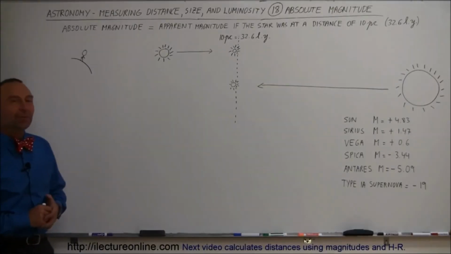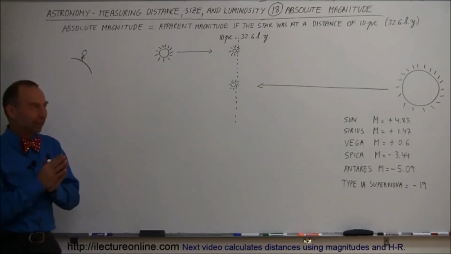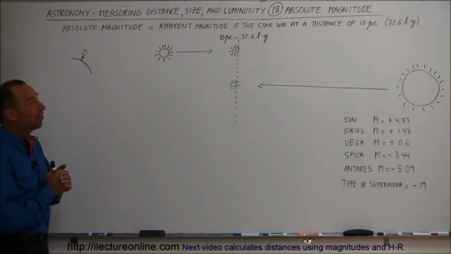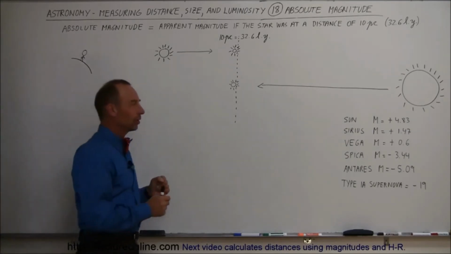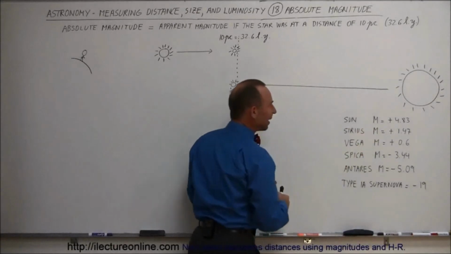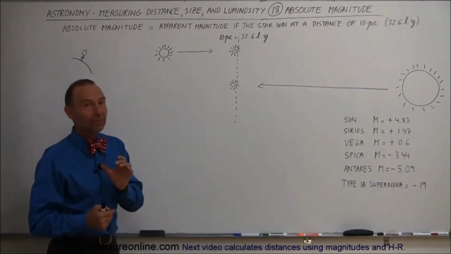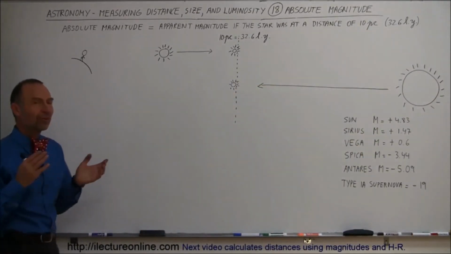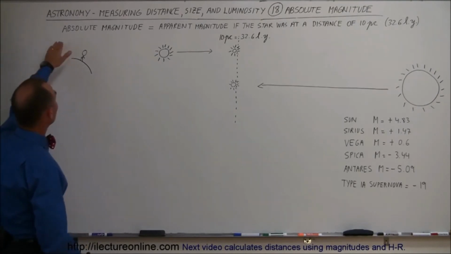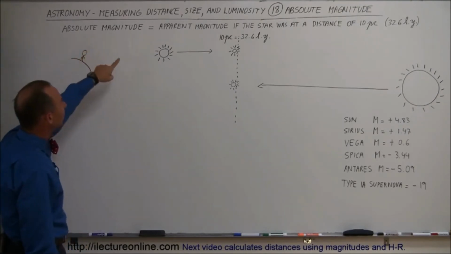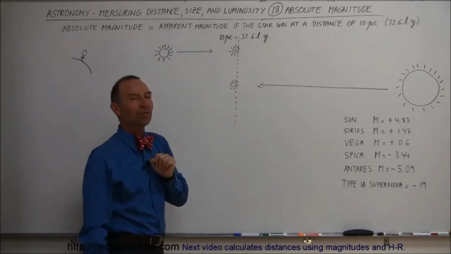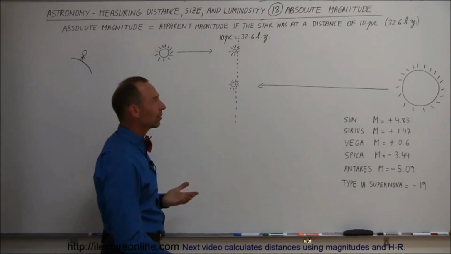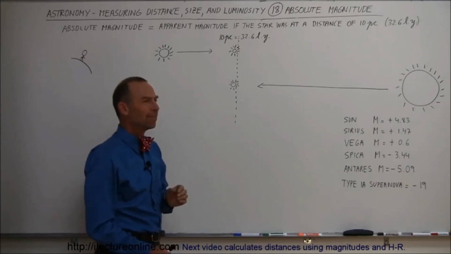And the second piece of the puzzle to understand magnitudes and brightness of stars is the term absolute magnitude. Now notice we use the capital letter M to indicate absolute magnitude, small m for apparent magnitude. So what's the difference? Well, here it says it all. Absolute magnitude is equal to the apparent magnitude if the star was at a distance of 10 parsecs, which is 32.6 light years. What does that mean?